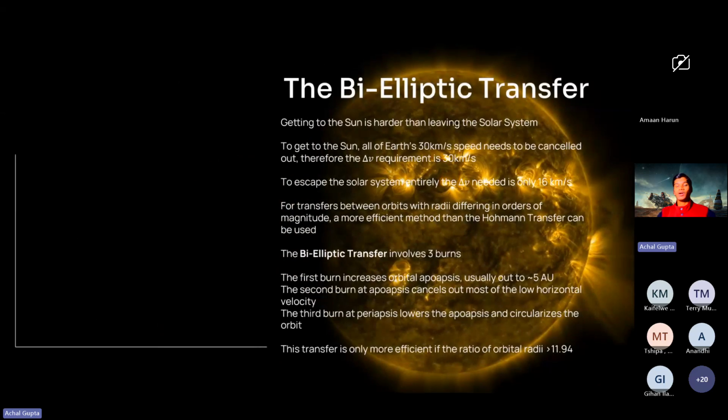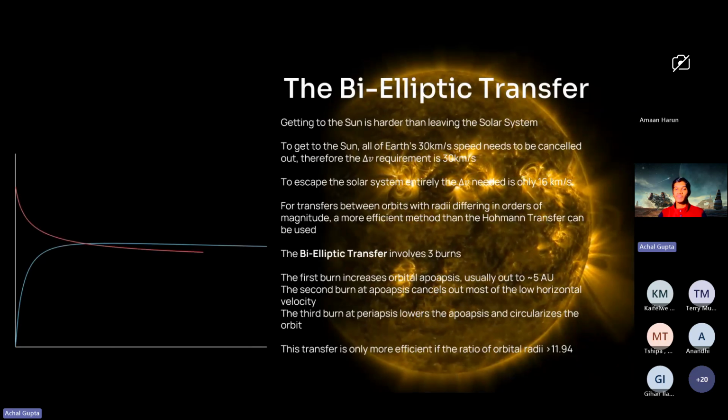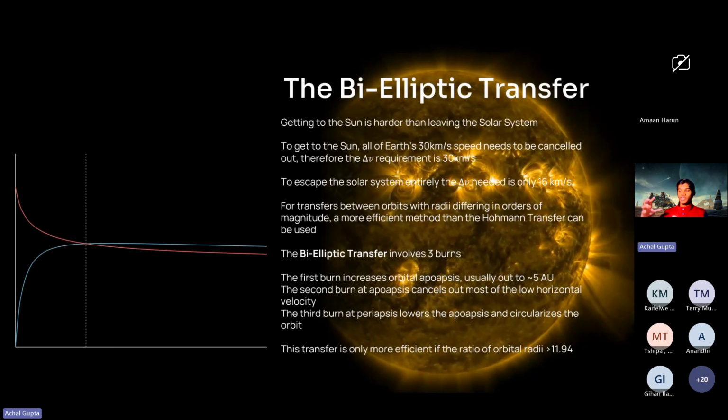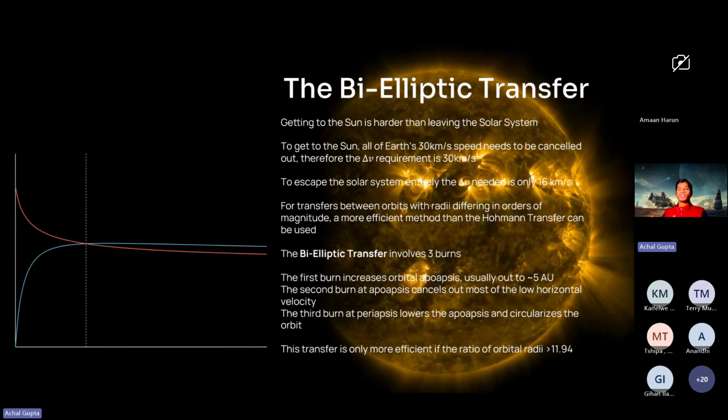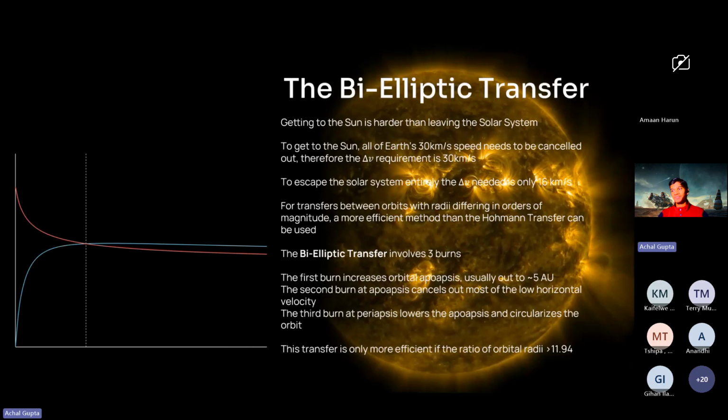Finally, for this section, I wanted to talk about another form of transfer. I talked about the Hohmann transfer being the most efficient, but if, let's say, I'm traveling from Mercury all the way to Jupiter's orbit, that is a huge height to cover for our Hohmann transfer, which increases the delta V requirements. This is where the bi-elliptic transfer comes in.